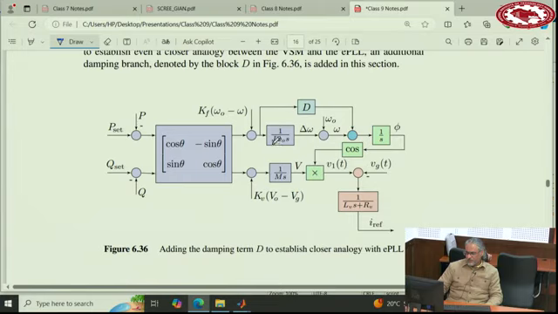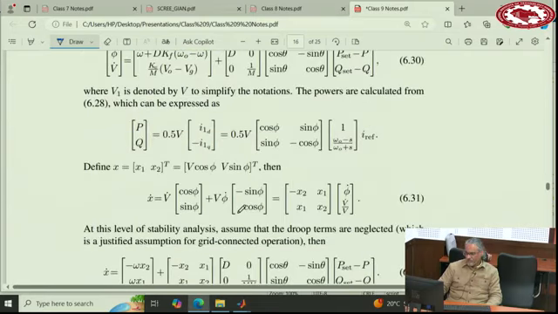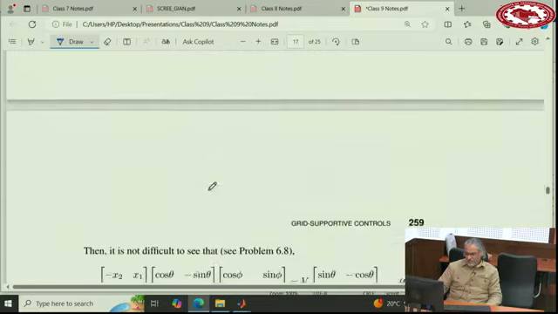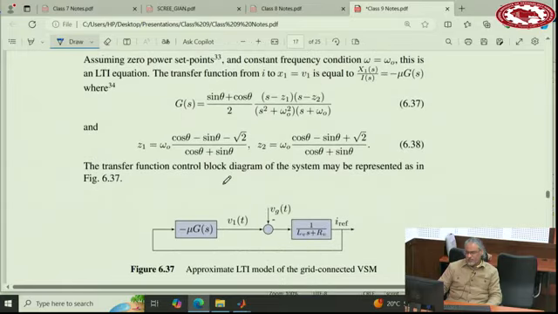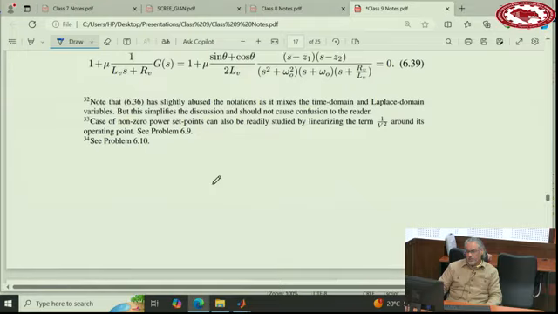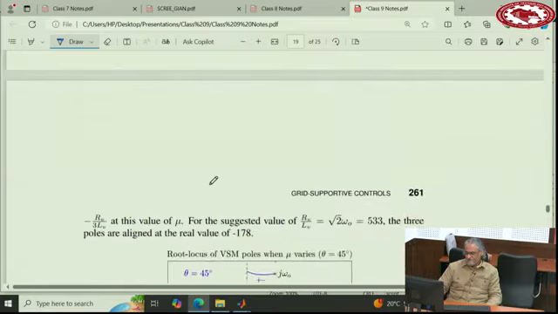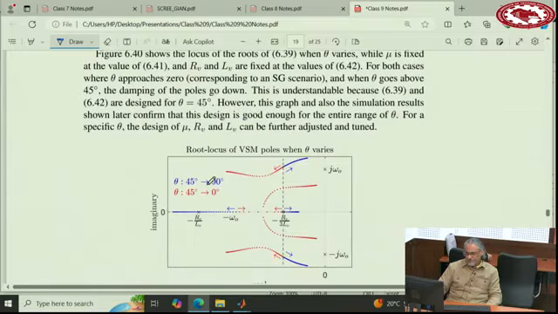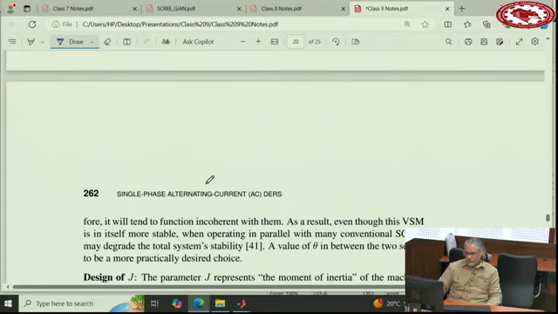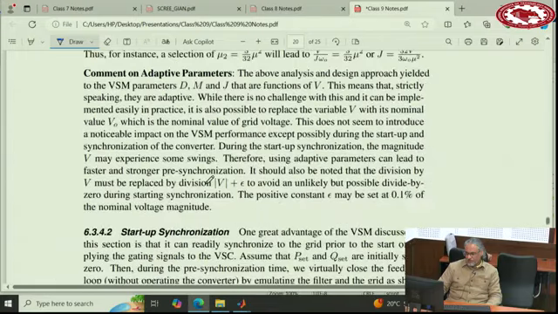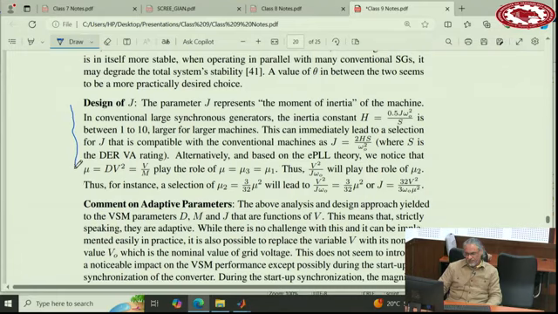So the control parameters are J, which is kind of clear, D and M, which I will discuss a little bit, and this RV and LV, this synchronous reactance. So the stability analysis eventually, after all these equations, which I'm not going to go through, a lot of root locus and things like that, I'm going to pass. It tells you how to design these parameters. Design of J, I explained again here how to do this.